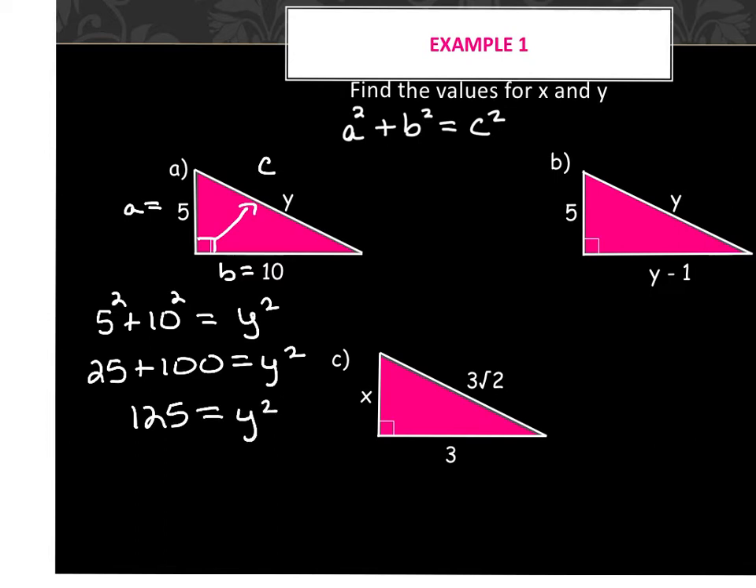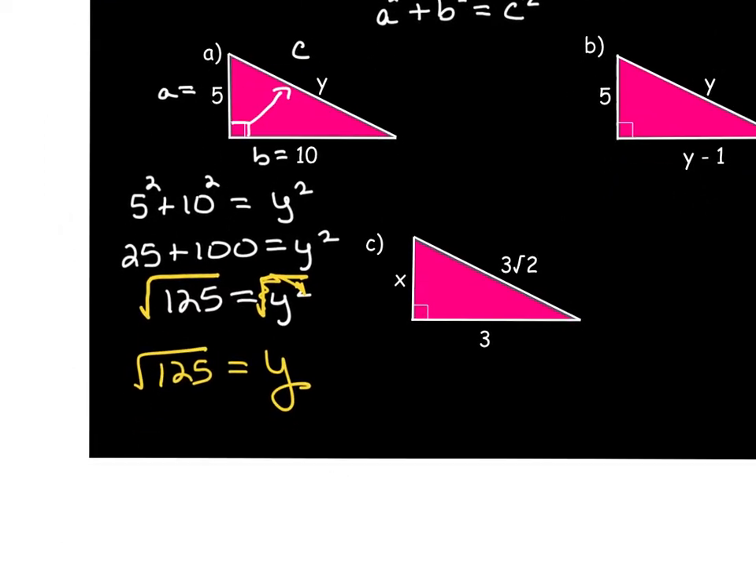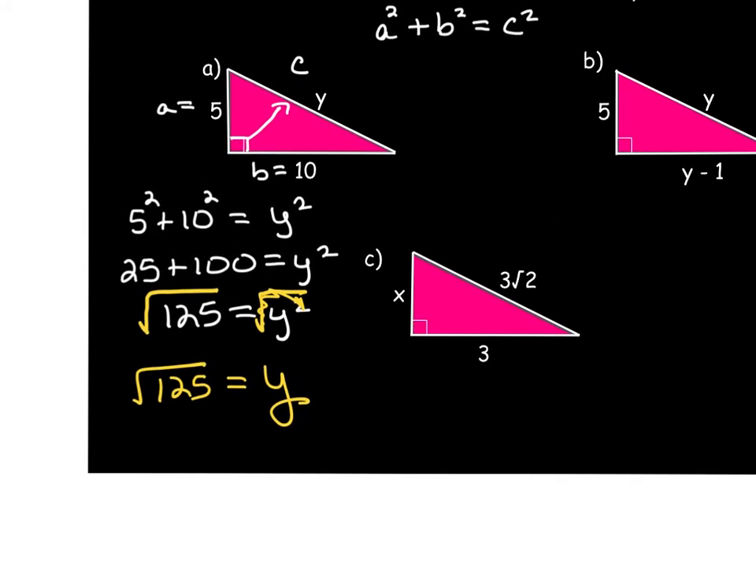Now, my goal wasn't to find y squared, it was to find y. So in order to find y, I have to square root both sides. Square rooting a square makes that disappear, so I'm left with y. And then the 125, it's under the radical. But I don't want you to use your calculator. I want you to leave it in simplest radical form.